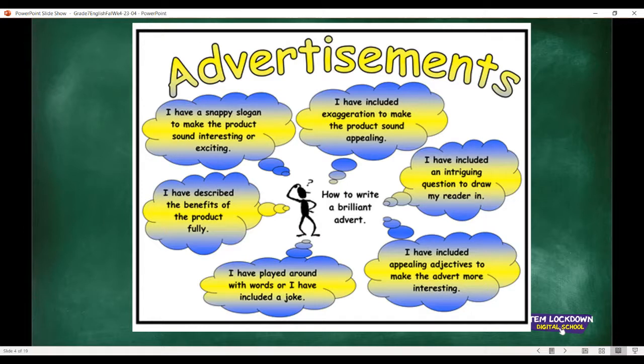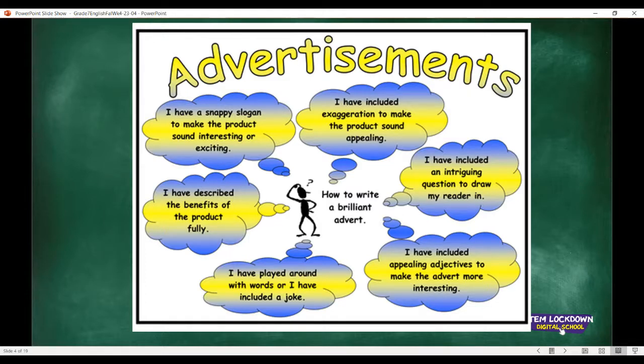I have a snappy slogan to make the product sound interesting or exciting. Remember the slogan of, was it Nike? That was "Just do it." That's snappy. And it's a slogan, or McDonald's, "I'm loving it." Or Kentucky Fried Chicken, "It's finger licking good." Those are all snappy slogans that are interesting and exciting. And they really make the product actually appealing.